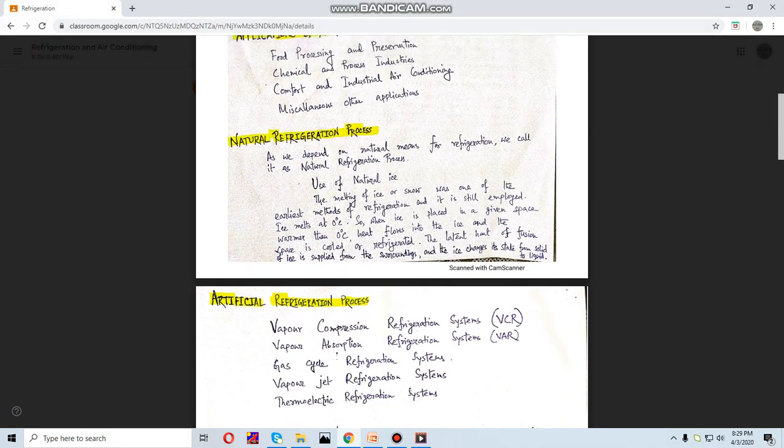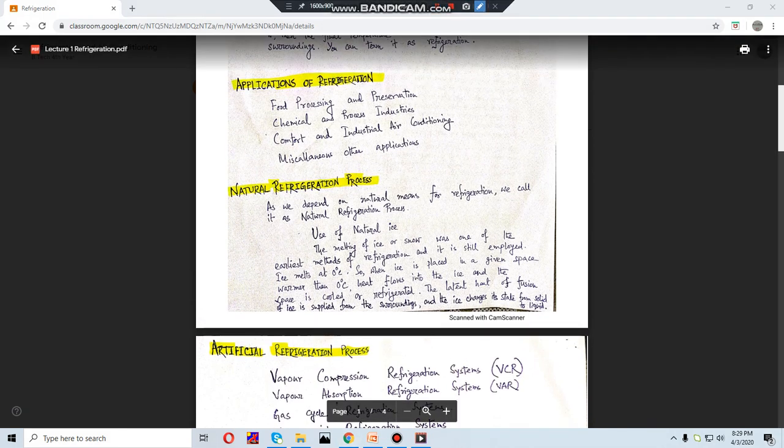Now let us move on to the different applications. So we were discussing the applications of refrigeration. As we can see, it is mostly used in the food processing and preservation industries. It is used in chemical industries, and in most of the medical industries, where you have to create chemicals and medicines, refrigeration is absolutely necessary. You cannot prepare medicines without the help of refrigeration systems.